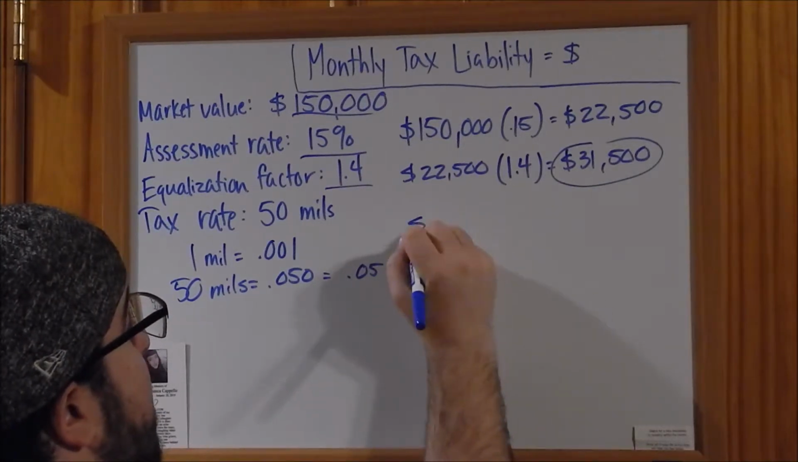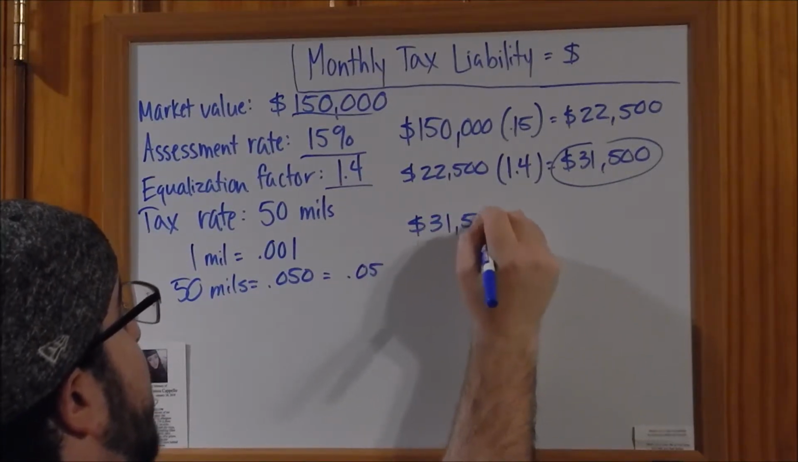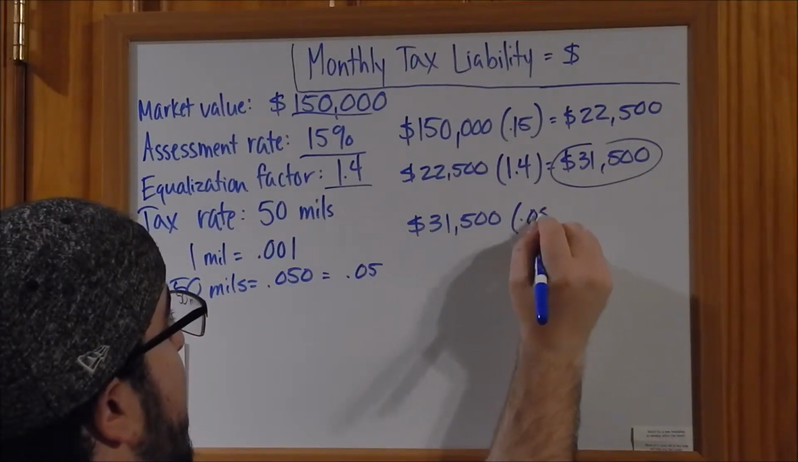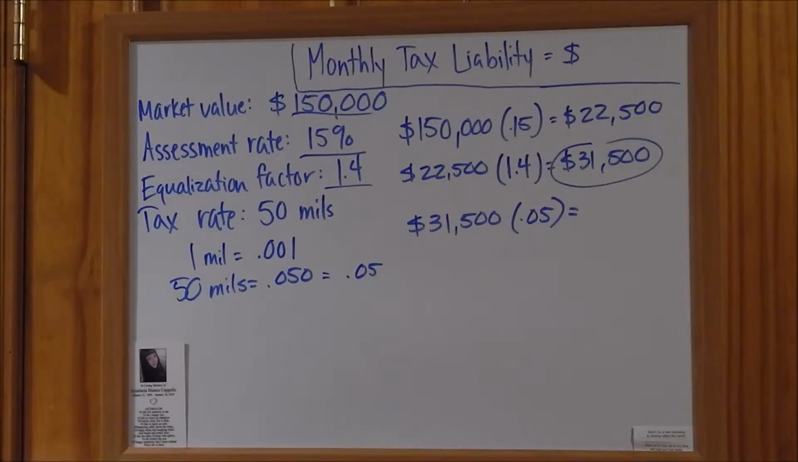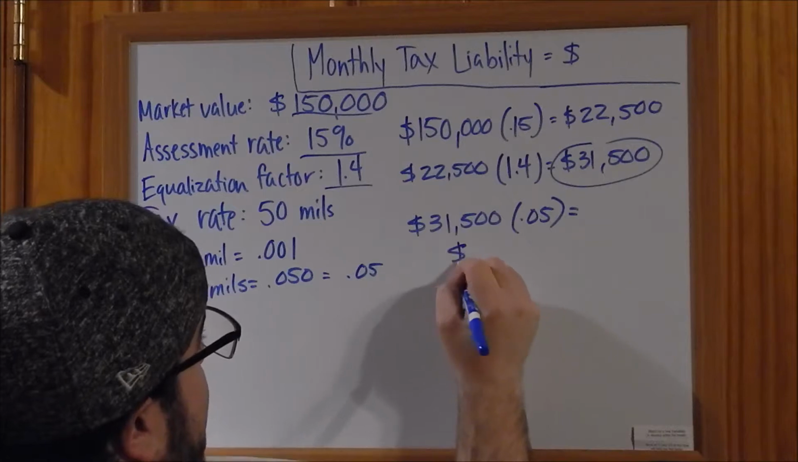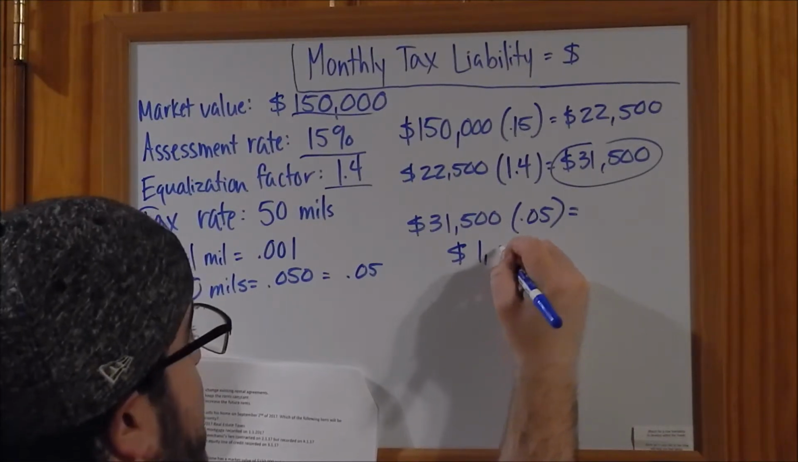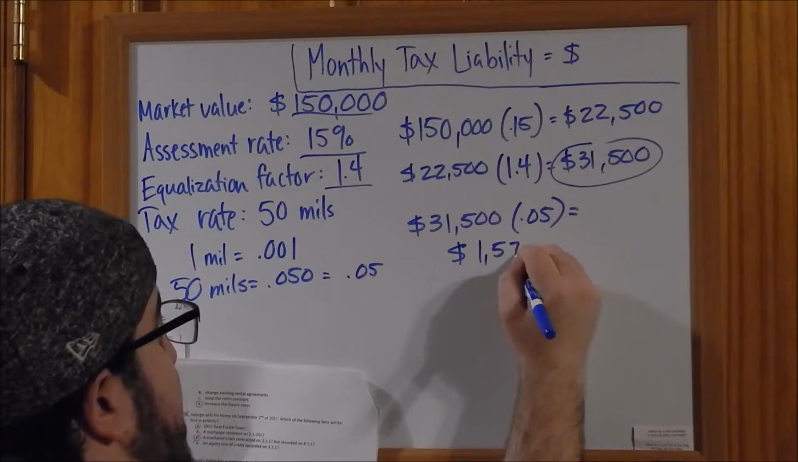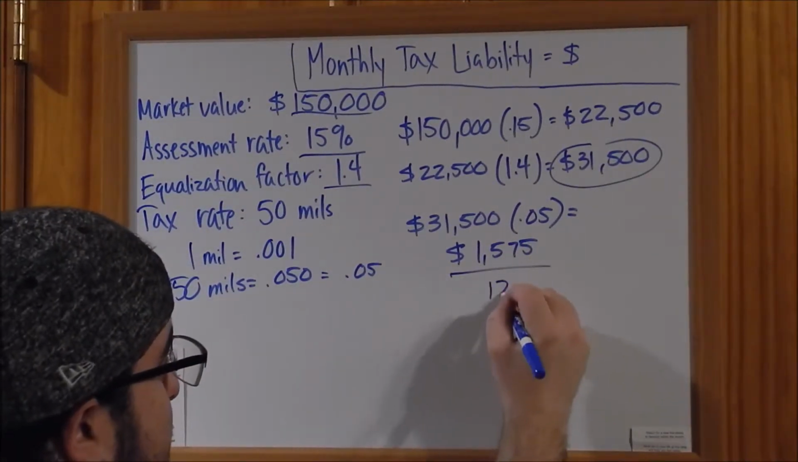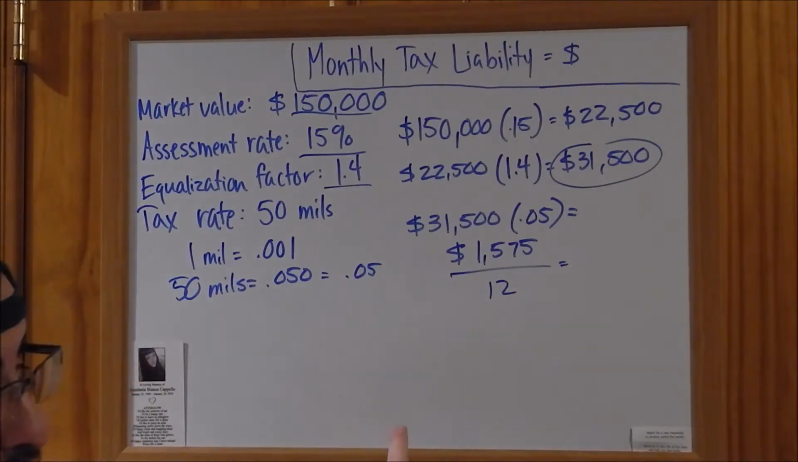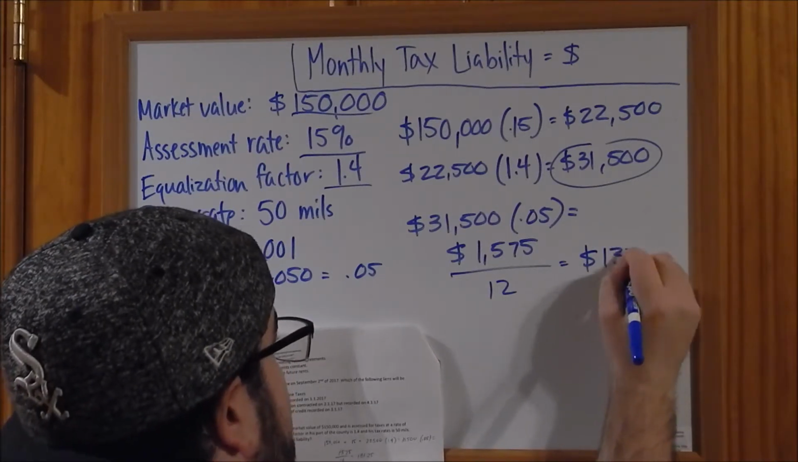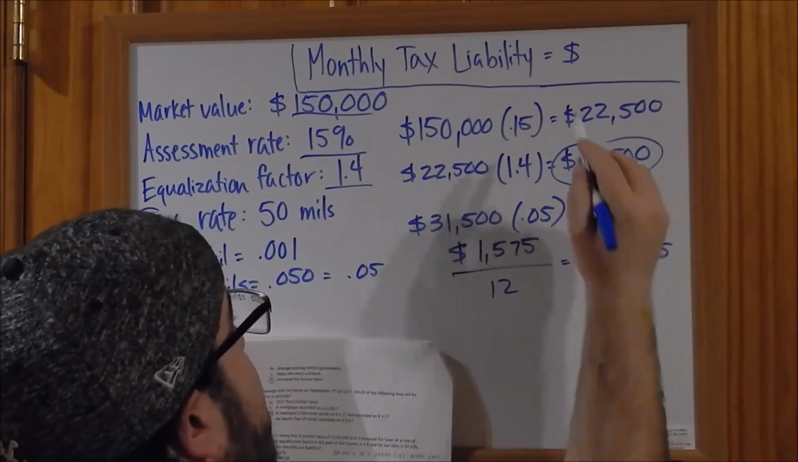At this point, we're just going to take 31,500 times our 50 mils, or 0.05, and we're going to find out that our annual, not our monthly, our annual tax liability is $1,575. And then from there, we just divide by 12 in order to get our monthly tax liability, which would be $131.25.